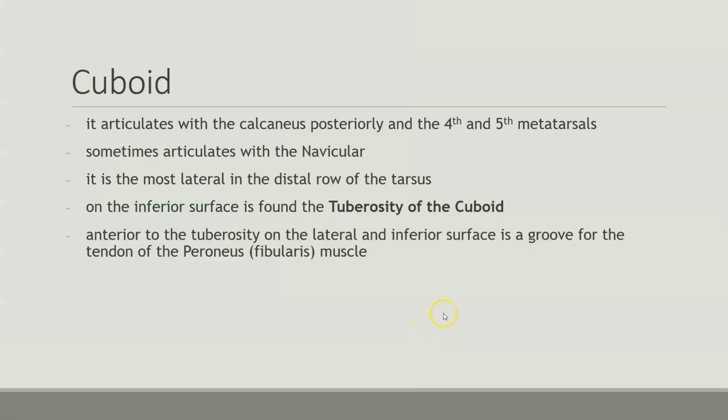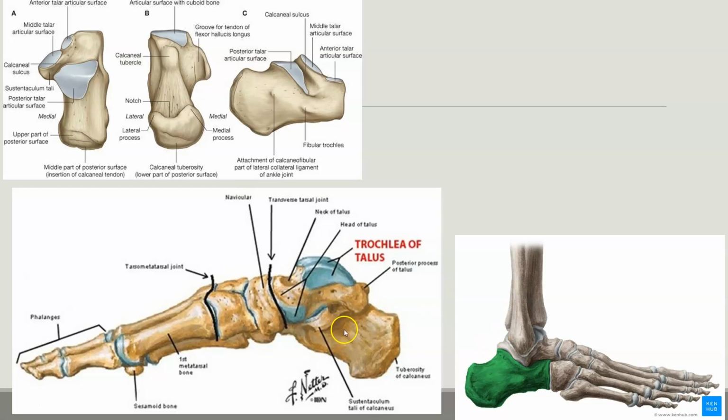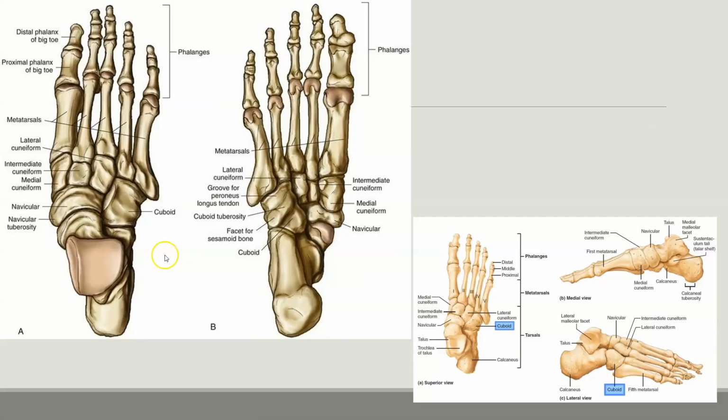Anterior to that tuberosity, on the lateral and inferior surface, is a groove for the tendon of the peroneus longus muscle. We're going to learn that muscle as well. It's quite a unique muscle. It comes down the fibula and gets separated by the fibular trochlea, which we just talked about. Then longus literally goes all the way from the fibula. Now we're looking at the plantar surface. It comes underneath the cuboid, follows that groove all the way along, and crosses all the way over to the big toe.